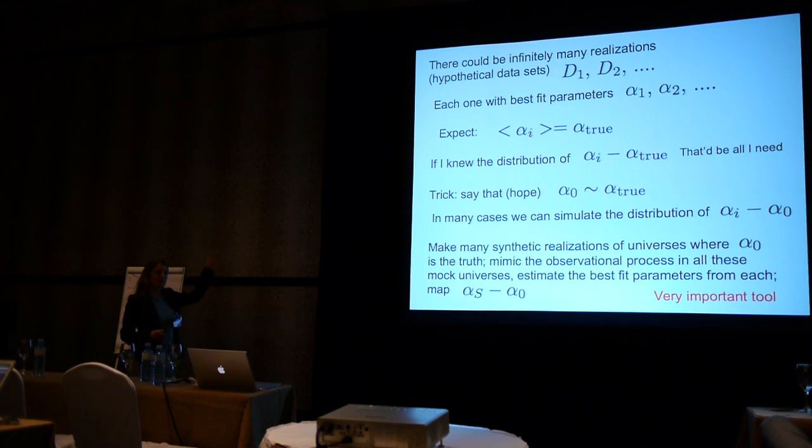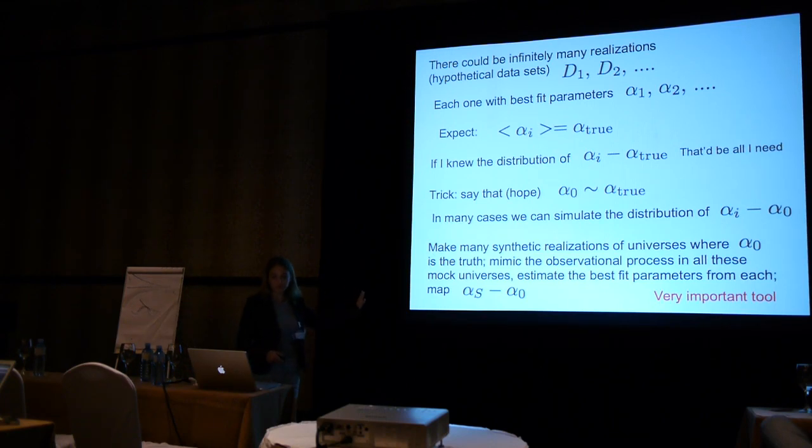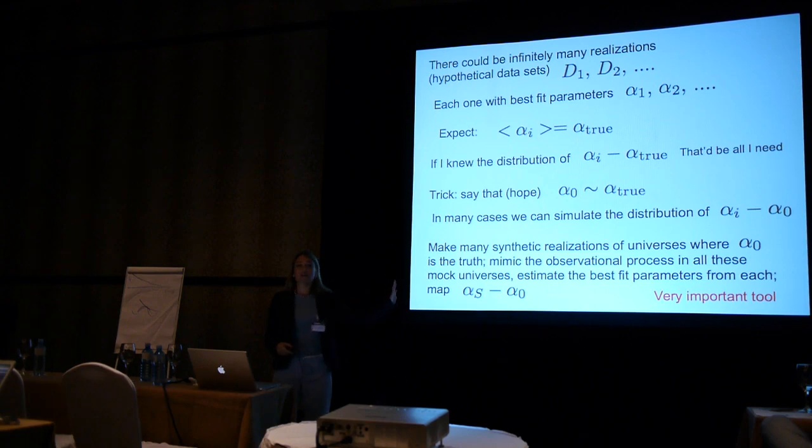Okay, so this sounds simple after everything we say, but it's an extremely important tool. But now you see where the difficulty lies and where this kind of technique started becoming important with the advent of computers. This relies on making many synthetic realizations of universes and mimicking the observational process in all of them. And you want to have many of those in order to do statistics with them. So this is computationally very expensive, but it's extremely powerful. Is it clear so far?